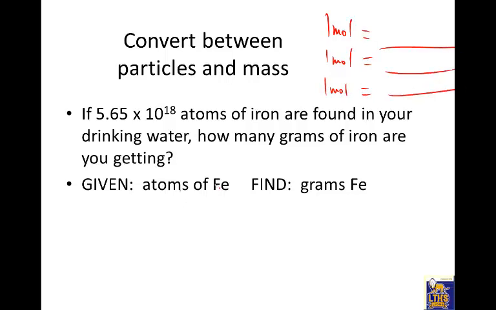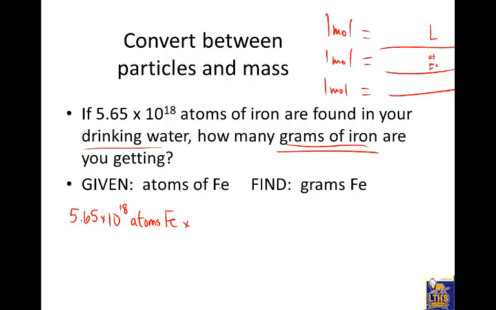Okay, given 5.65 times 10 to the 18th atoms of iron. We'll use the periodic table and find Fe, right? How many grams of iron? Find grams. All right, so 1 mole equals liters, atoms, molecules, formula units, or grams.